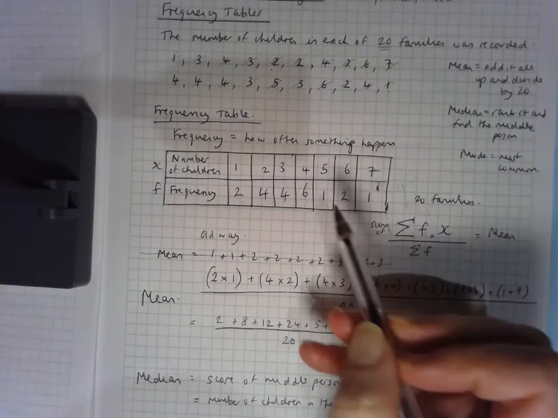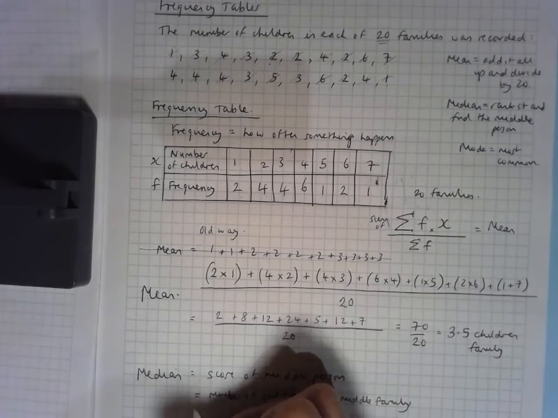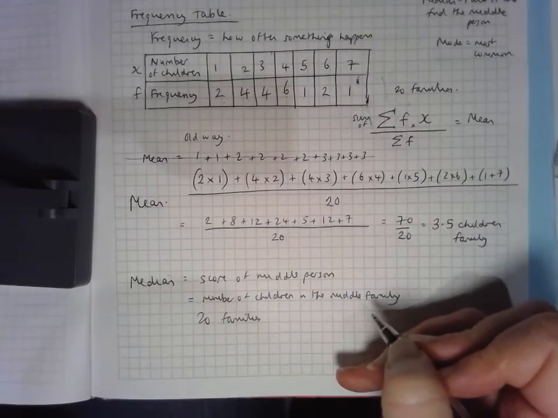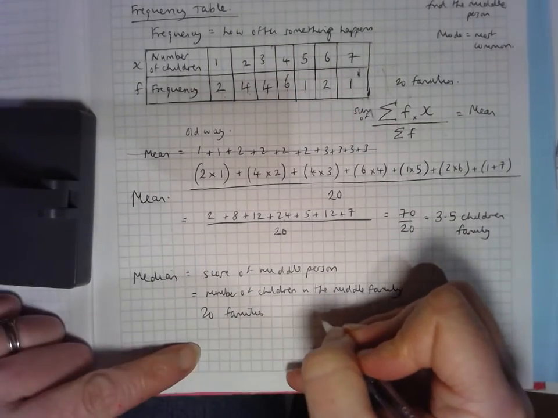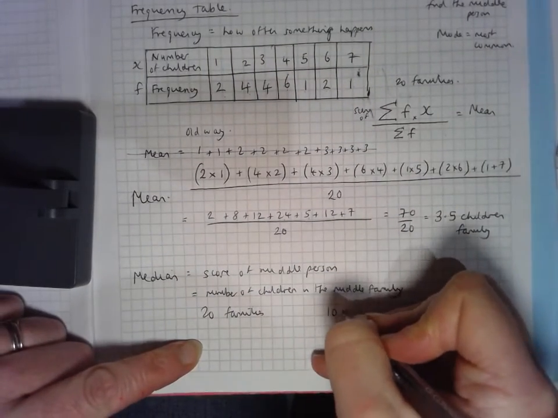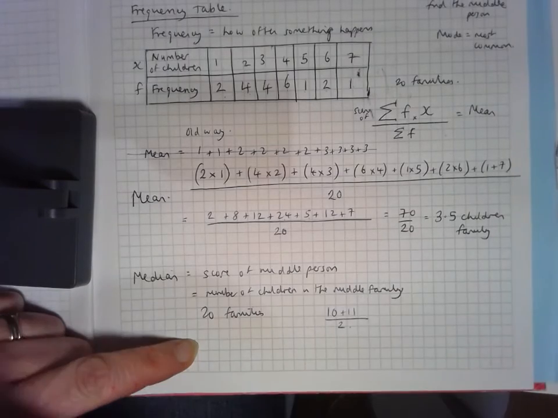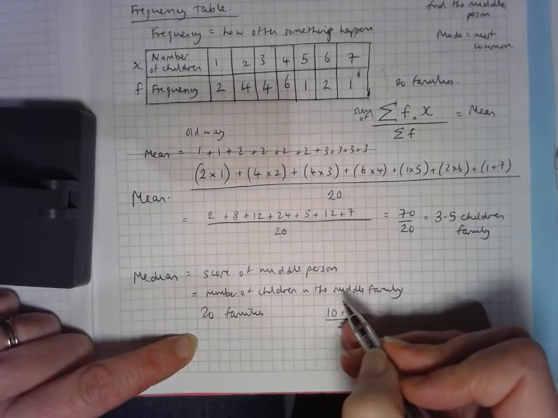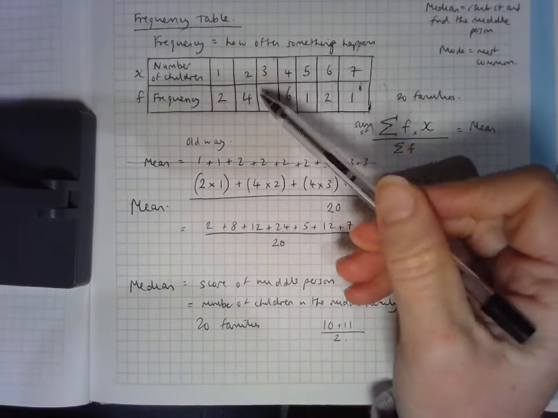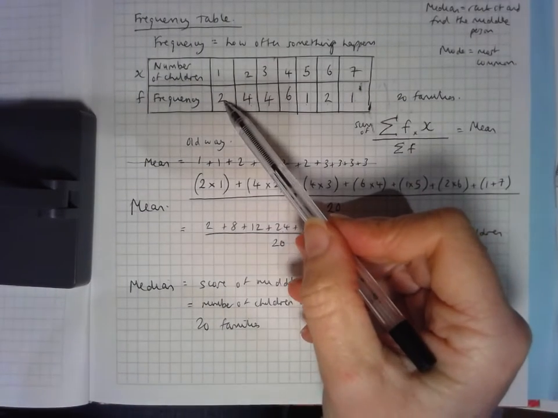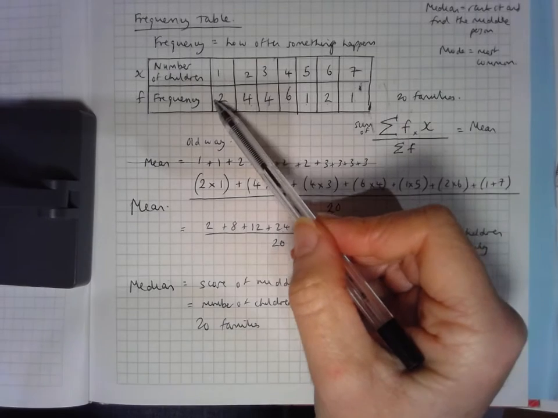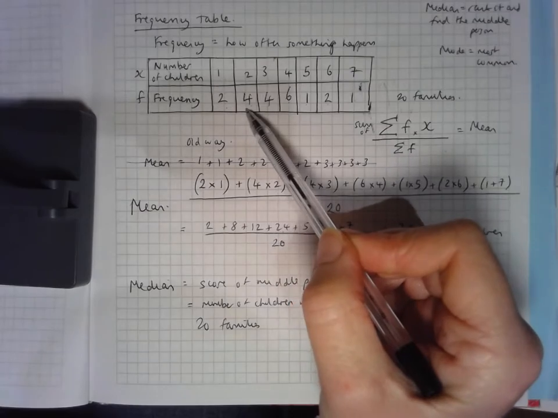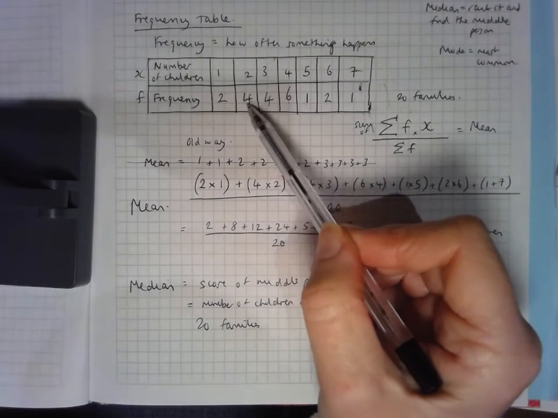Now, there's 20 families, so I'm looking for, let's see, the 10th and the 11th added together and divided by 2. Okay, so the 10th and the 11th. Looking at my table, here's the first 2 families. Here is the first 6 families in those 2 groups there. And here's the first 10 families, 2 and 4, 6 and 4 is 10 families.